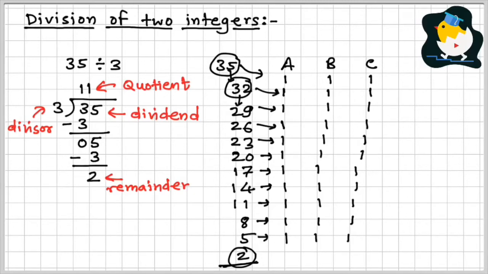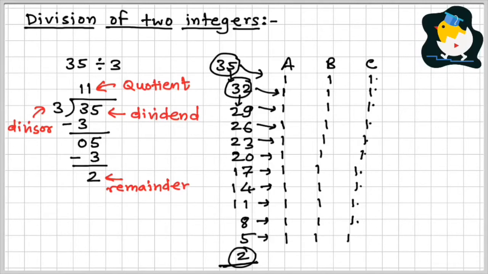And how many chocolates have each of A, B, C got? 1, 2, 3, 4, 5, 6, 7, 8, 9, 10, 11. So if I repeatedly go on distributing the 3 chocolates, I can do it 11 times, and that's the answer, the quotient. So you can understand this division with this simple example. Your remainder is 2 and you could distribute 11 chocolates each to three people.